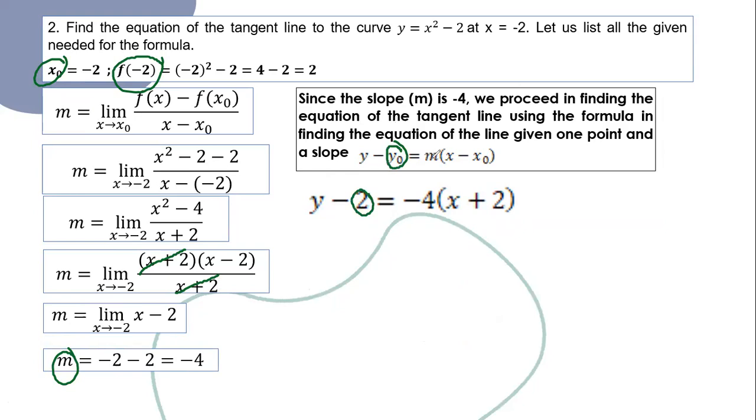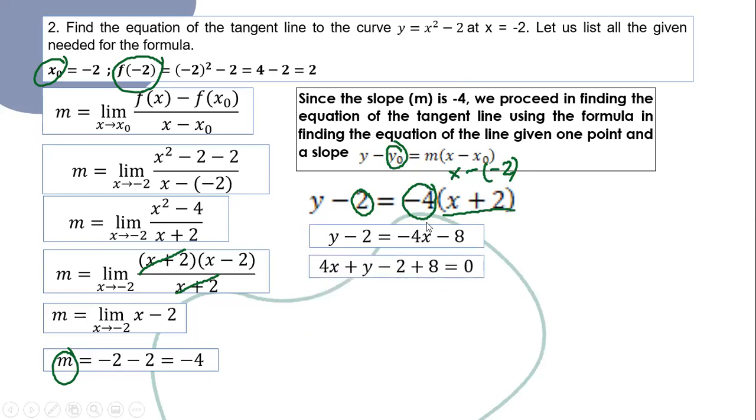Is equal to m. Ano ba yung m na nakuha? That is negative 4, times x minus x sub 0. So, bakit naging positive 2? So, that is x minus, okay, so yung x sub 0 ay negative 2. So, double negative. Kaya naging x plus 2. Further simplifying this equation, we have y minus 2 is equal to negative 4x minus 8.